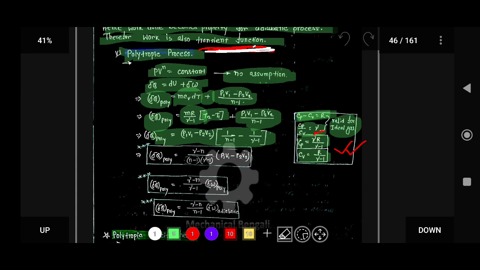In the last lecture, we completed the polytropic process heat and work transfer formula.